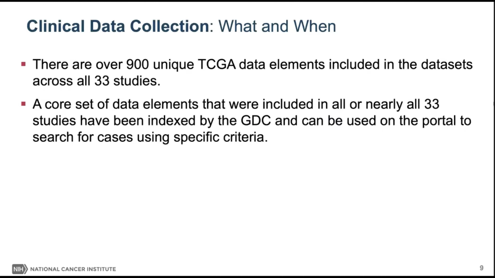But just so you know, if you want all of that data, it's available in the biotabs. It's available in the XML, and it can be parsed any way you want it to be. But when you look at the GDC, we've indexed a core set of data elements that are included in all or nearly all of the 33 studies, so that you can get a rich depth of data for each of those elements. And like I said, stay tuned, we might end up indexing more, but that's still to be determined. If you go to the next slide though.